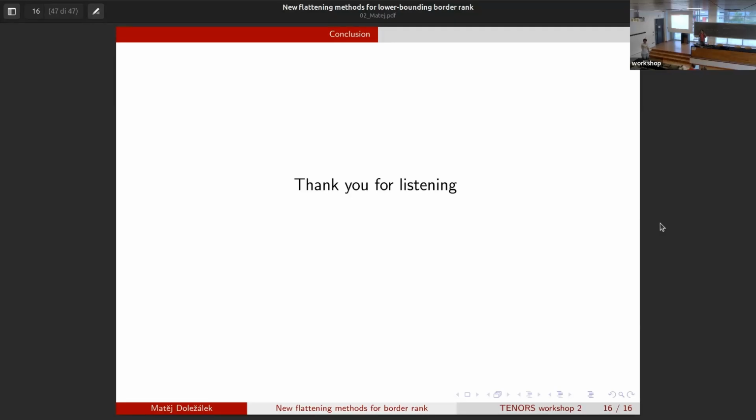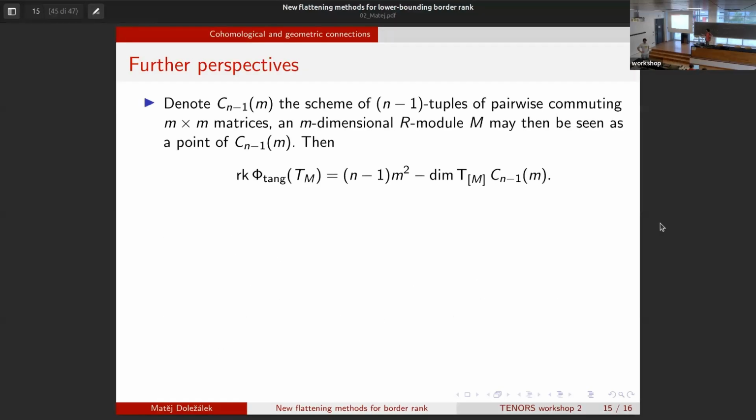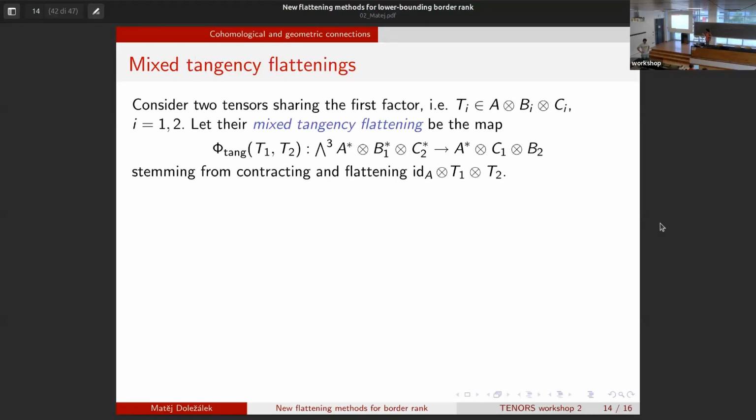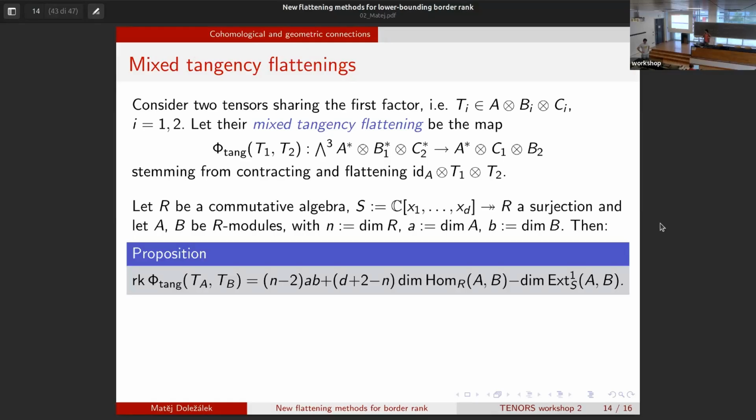There are the numbers. Would you have an interpretation of the kernel? You mean in general, or for these examples like tangents? So for the tangency flattening, I wouldn't say we have the interpretation of the kernel, but the proof of this proposition goes by looking at the kernel of the dual map. Maybe it's a bit of a lie for me to present it this way, because the proof of propositions like this goes through interpreting the kernel of the dual map. So something inside A tensor C1 dual tensor B2 dual.